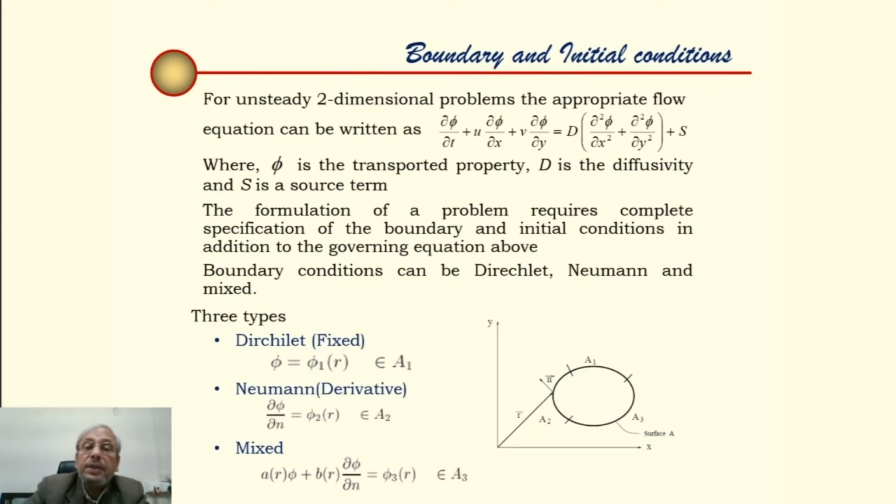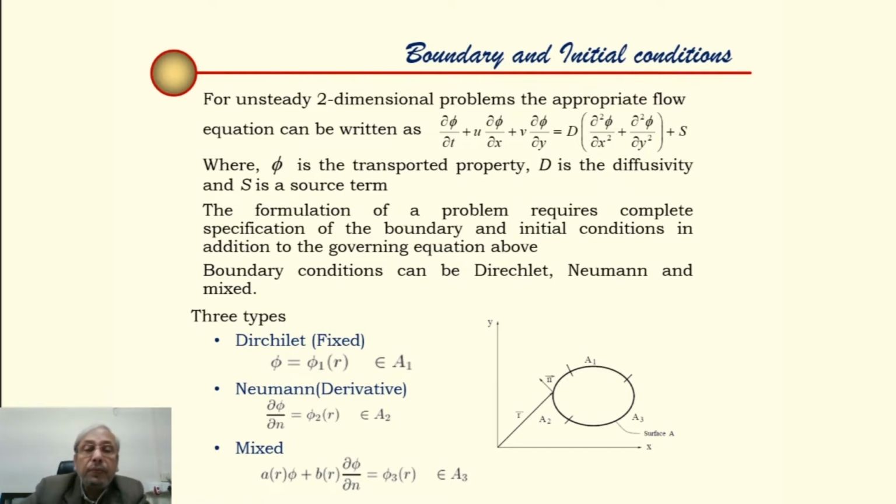For unsteady two-dimensional problems, the appropriate flow equation is ∂φ/∂t + u ∂φ/∂x + v ∂φ/∂y = d (∂²φ/∂x² + ∂²φ/∂y²) + S, where φ is the transported quantity or transported property. It can be any of the velocities, and d is the molecular diffusivity. In case of flow equations, it will be viscosity, and S is the source term.